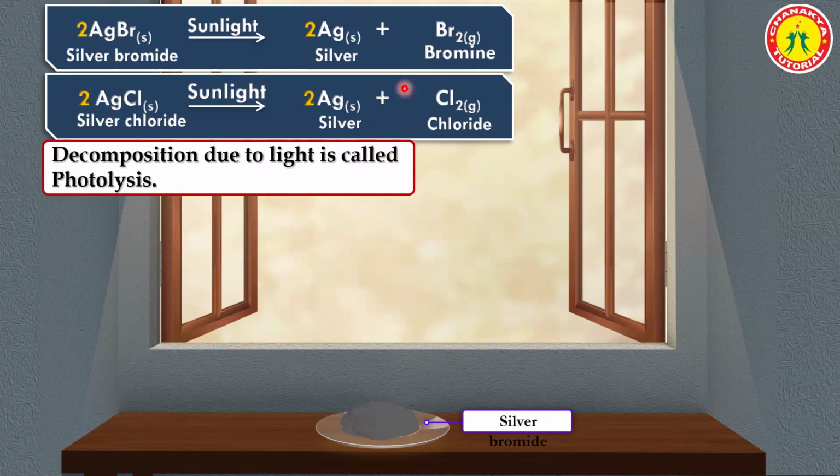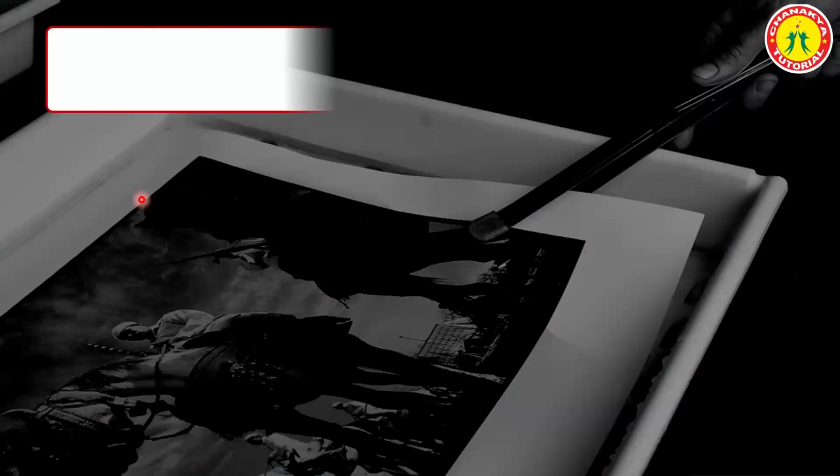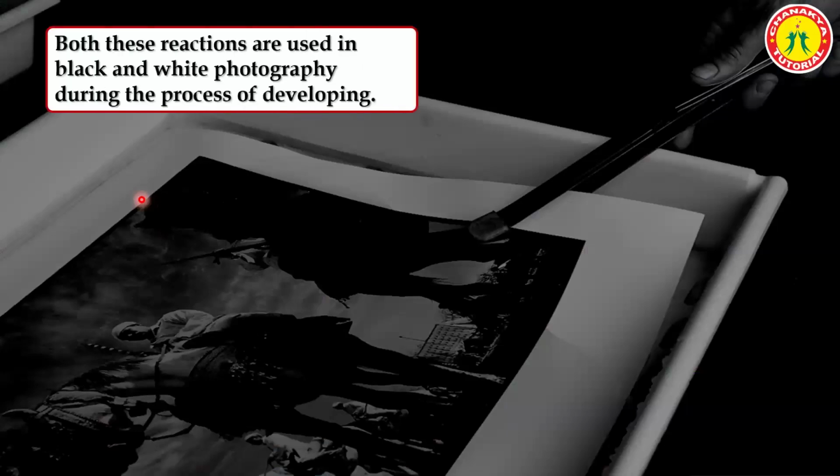So the reaction where decomposition is happening in presence of light, or due to light, is an example of photolysis. So the decomposition due to heat was thermal decomposition reaction, but the decomposition due to light is photolysis. Now both these reactions are used in black and white photography during the process of developing. So this is an application of photolysis.